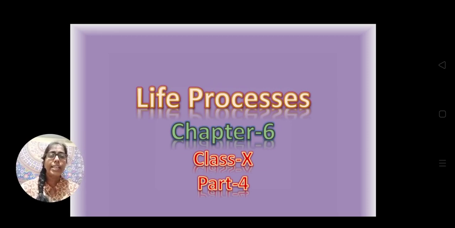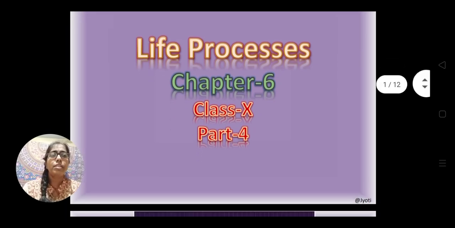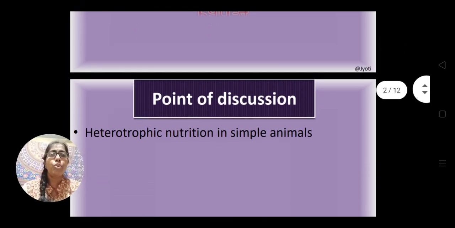Hello students, this is part 4 of chapter 6, Life Processes, of class 10th. So we have already discussed the autotrophic mode of nutrition, the heterotrophic mode of nutrition and the types of heterotrophic mode of nutrition, and in that we have already discussed the parasitic, saprotrophic and holozoic modes of nutrition. Now in this part we will discuss heterotrophic nutrition in simple animals.